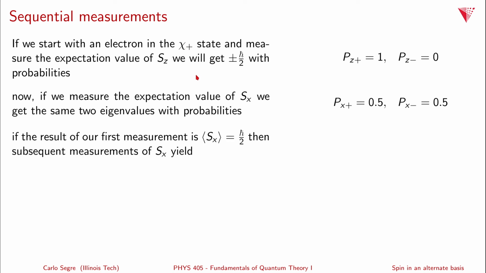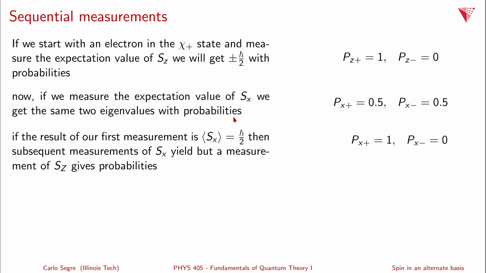If we then have measured that first result, that is, we measure S x as plus h bar over 2, then if we measure S x again, and continually, as many times as we want in a row, we'll always get P x plus equal to 1 and P x minus equal to 0, because we know it's in the state of plus h bar over 2. When we then want to measure S sub z, that will give us back the probabilities of half and half again.